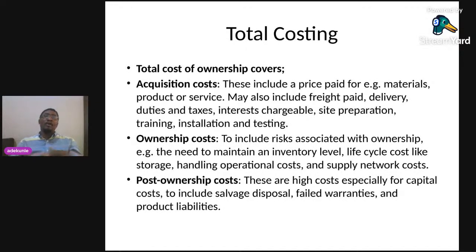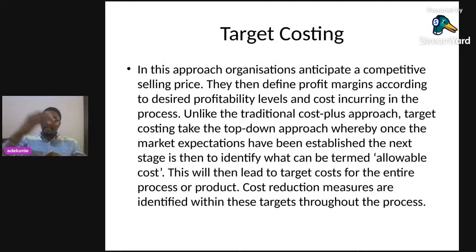So the total cost of ownership will cover your acquisition cost, which is your buying cost, and your ownership cost that includes the risk associated with the ownership. All right, the need to maintain inventory, the life cycle cost, which is like the maintenance cost. They also talk about the post-ownership cost, that is the disposal of that same product: the cost to service, the cost to dispose, the warranty, and all sorts of that. Those are what the total cost of ownership covers.